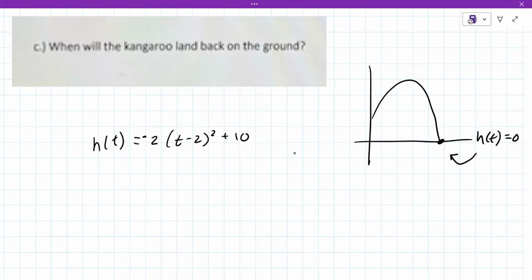Okay, so you're saying the whole thing equal to 0. Can I replace t with 0? No, and that's the distinction. You've got to set the whole equation equal to 0, not the variable equal to 0.